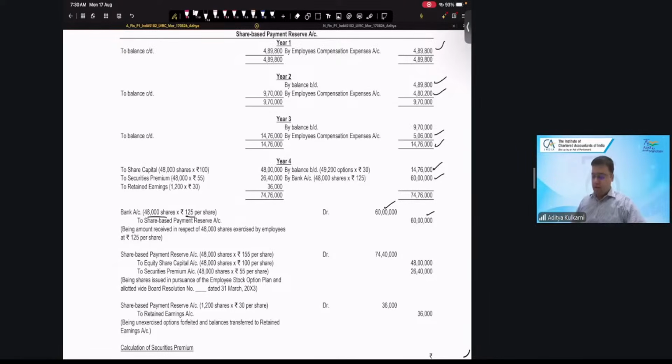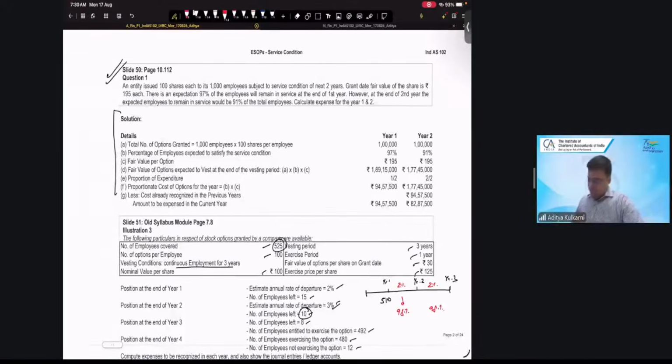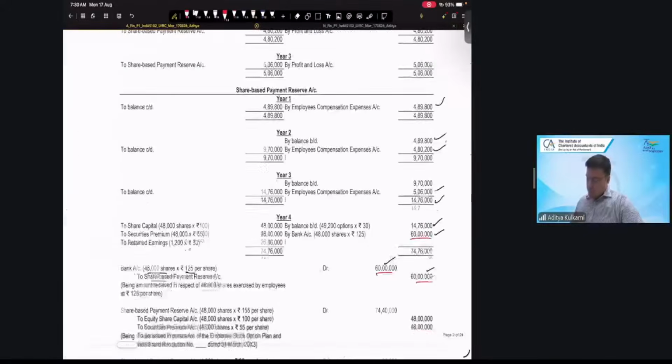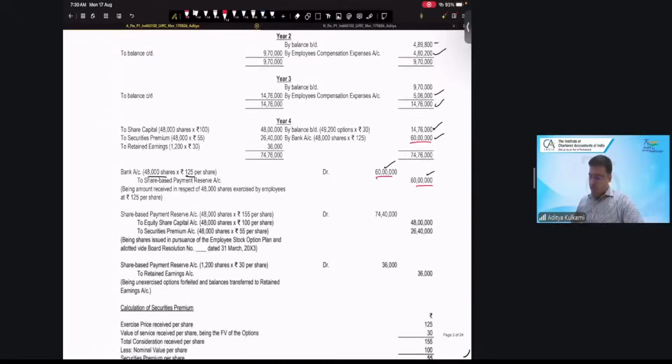Is this okay? Up till now, is this okay? Yes. Manish, is this fine? Yes. Now, you have given 48,000 shares. So 48,000 into 100, 48 lakhs will be credited to your share capital account.